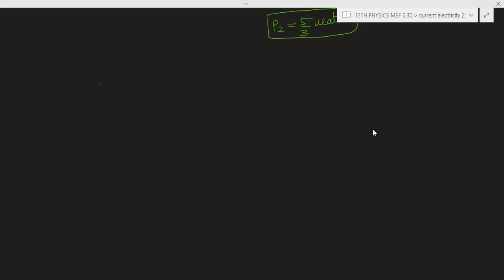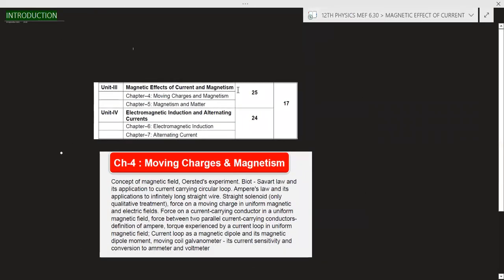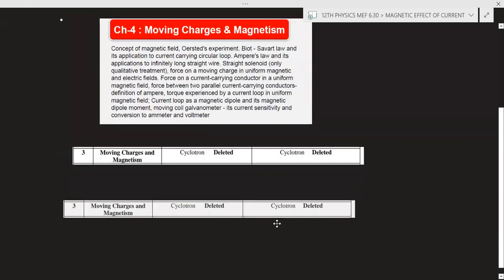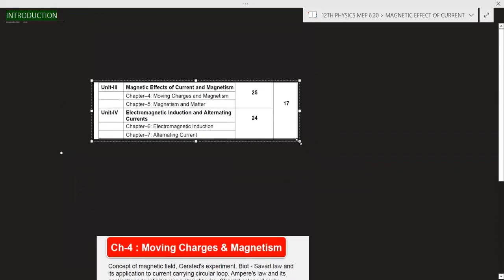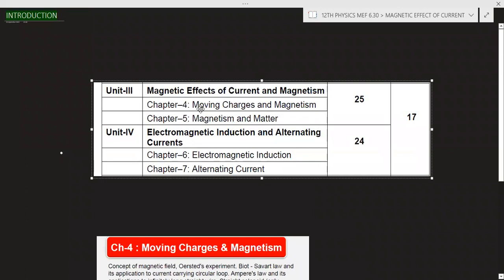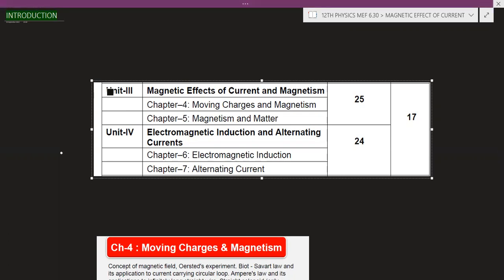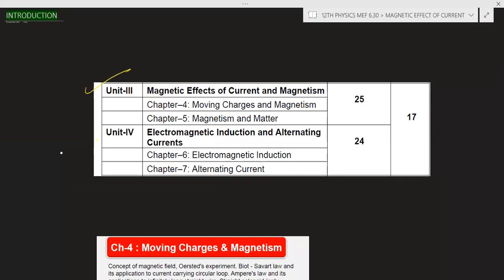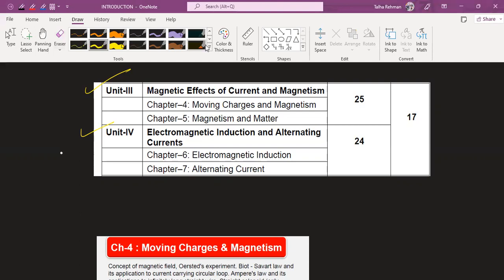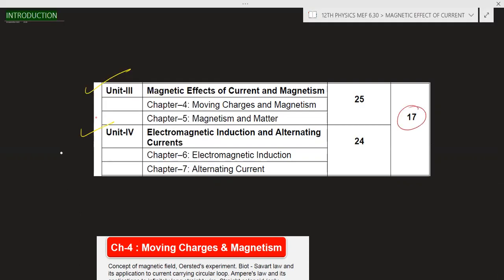So moving to the next chapter, the magnetic effect of current. See the weightage of this chapter. It is unit third according to CBSE. And in NCERT, we have chapter number 4, moving charges and magnetism, and magnetism and matter. So this is a combined unit, known as magnetic effect of current and magnetism. And unit number 4 will be electromagnetic induction and alternating current. From unit 3 and unit 4 combined, you will get at least 17 marks.